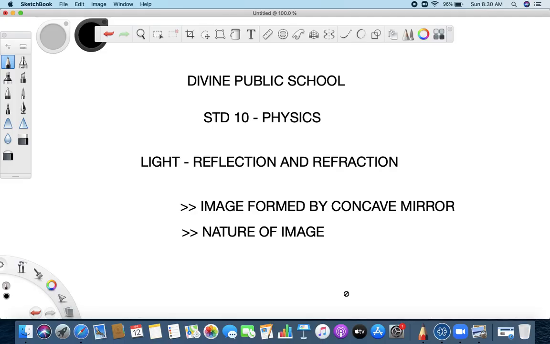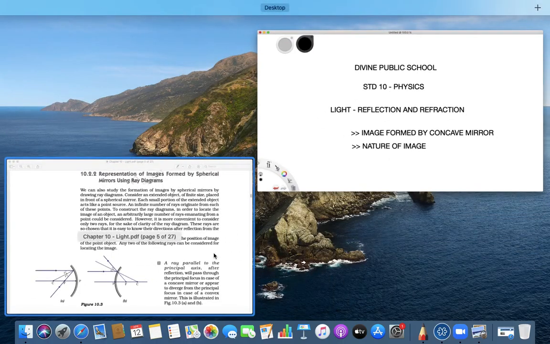I'm your science teacher. We are learning the chapter Light, Reflection and Refraction. What we are going to learn today is image formed by a concave mirror. We already started with one case last time and the nature of the image. Now, let me brief you a little on where we are.